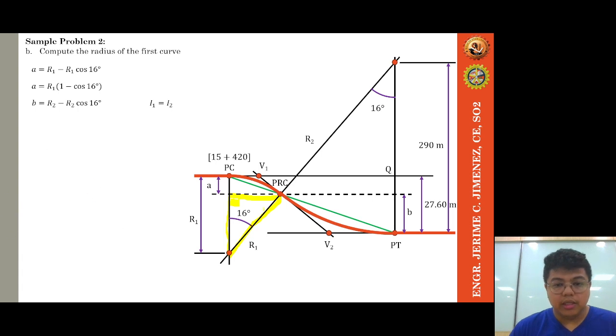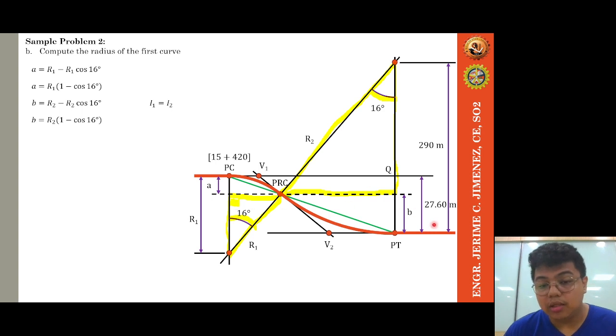Kaya, ang kinonsider natin dito ay etong triangle. Yan, itong triangle na to with an angle of 16 degrees. Okay, pareha siya ng I sub 1. Okay, factoring out R sub 2, we have R sub 2 multiplied by 1 minus cosine of 16 degrees. And we know that A plus B is equal to 27.6 meters.